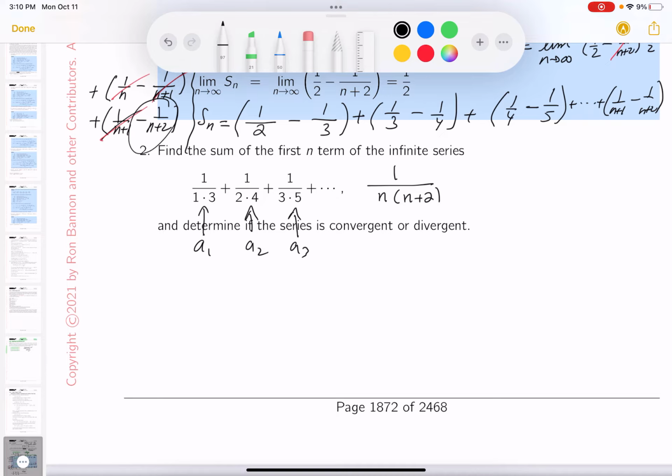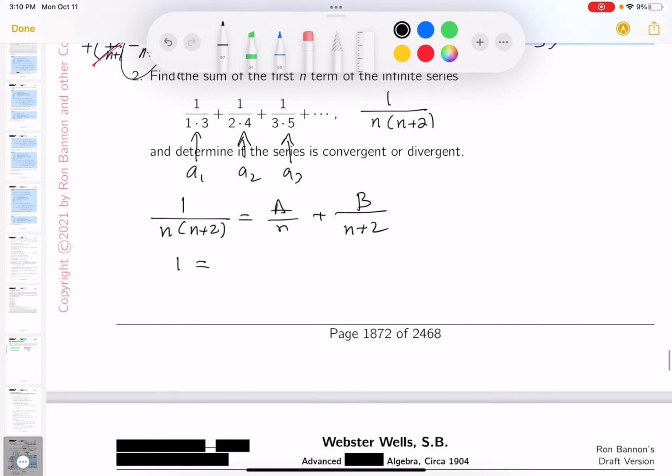So what I'm going to do, I'll break it into parts. All right, so let's write this down. I'll put A over n plus B over n plus 2. Multiply both sides by the LCD. Don't be discouraged. This is going to give me 1 equals A(n plus 2) plus B times n. I would probably choose n to be 0. What do you get? 1 equals 2A. So what's A? A is 1/2. Let me get my eraser out. I'll put the 1/2 here.